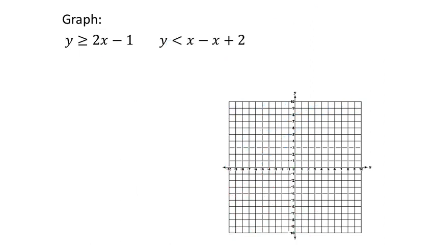So we're going to graph these two inequalities. y is greater than or equal to 2x minus 1, and then we got y is less than x minus x plus 2. Now, if you wanted to, you could simplify this second inequality right here. You don't necessarily have to, because all I'm doing is using a calculator to figure out the table for this. And since the calculator wants to do the work, that's what I will do. And then we will see what that looks like.